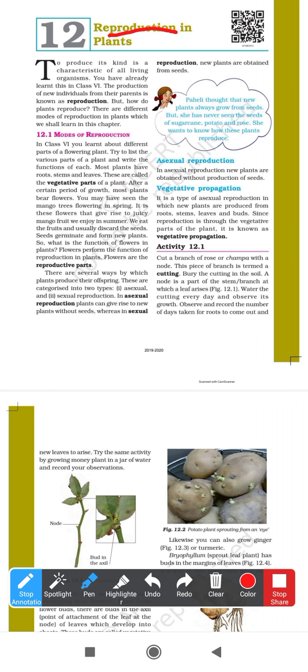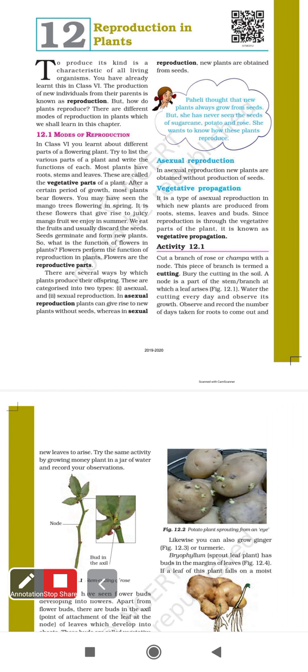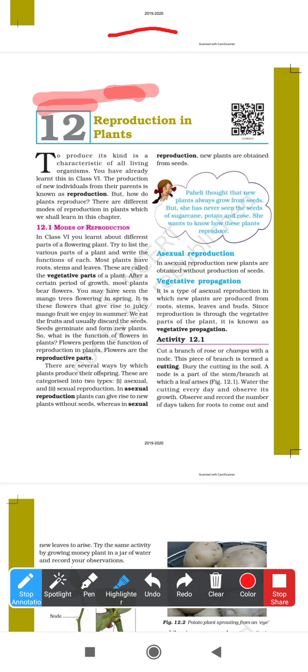So here you can see the definition: the production of new individuals from their parents is called reproduction. There are various modes of reproduction, as you can see over here. These are actually different types of reproduction, and here we are going to study various types of reproduction.